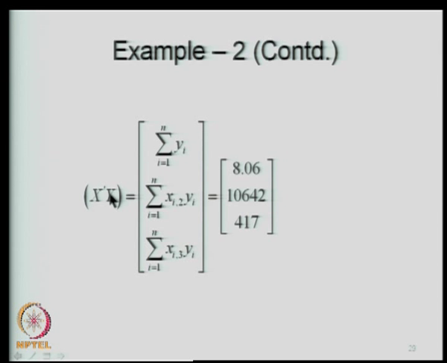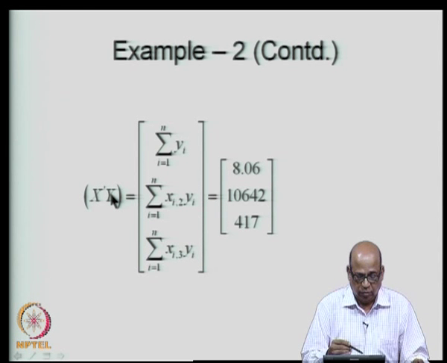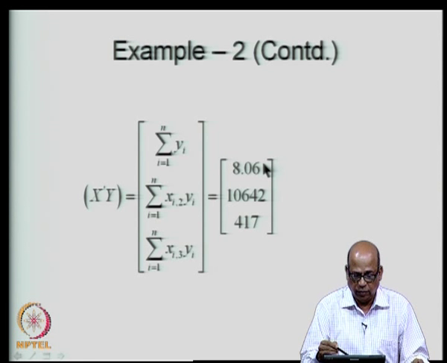Then you get x dash y, similar to what we obtained for x dash x. You can express this in terms of the summations. So, x dash y will be obtained as summation i is equal to 1 to n y i and so on, like this. So, the x dash y in this case turns out to be 8.06, 10642 and 417.